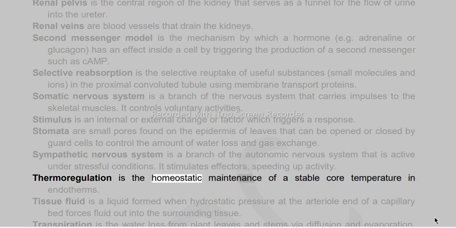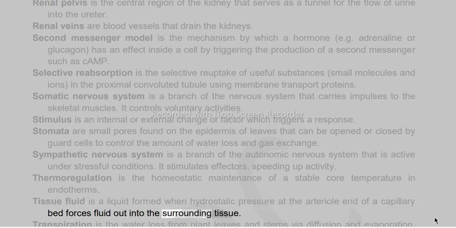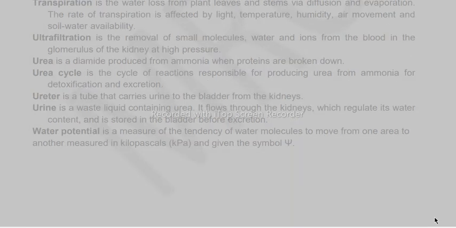Thermoregulation is the homeostatic maintenance of a stable core temperature in endotherms. Tissue fluid is a liquid formed when hydrostatic pressure at the arteriole end of a capillary bed forces fluid out into the surrounding tissue. Transpiration is the water loss from plant leaves and stems via diffusion and evaporation. The rate of transpiration is affected by light, temperature, humidity, air movement, and soil water availability.